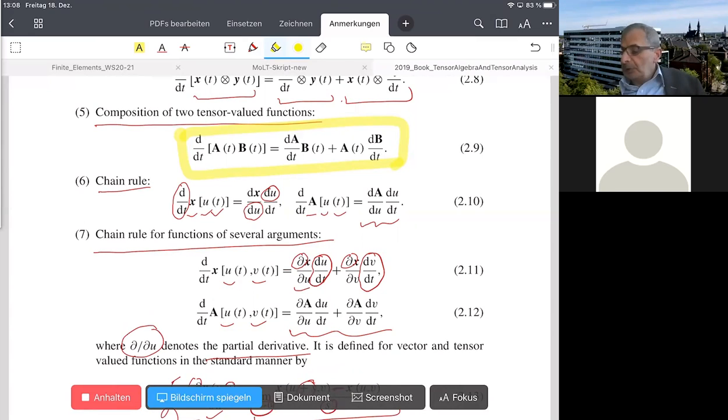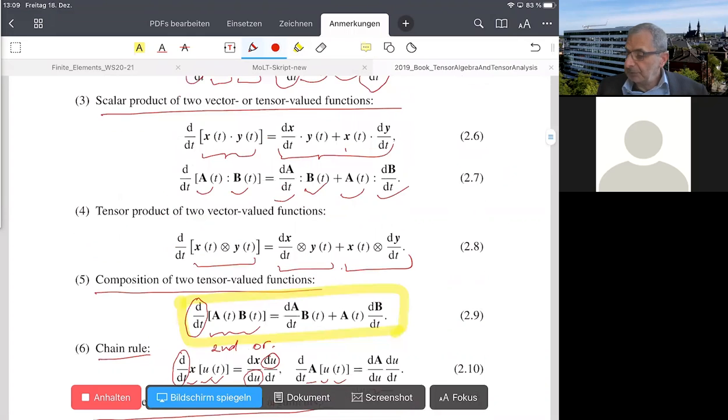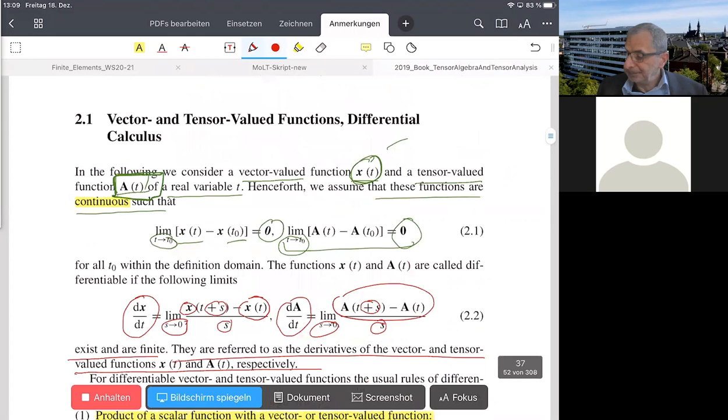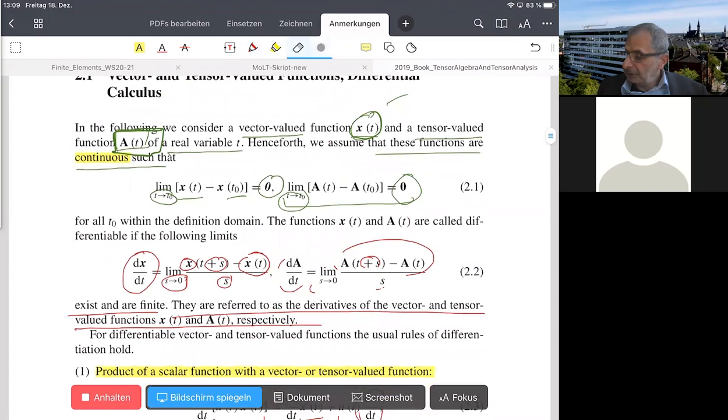How to prove it? The problem is the following. If we consider this derivative, you remember the definition of the derivative of a second order tensor, defined in this formula, right? You see what we need: we add this increment s. The main problem is how to express this tensor at t plus s, including this increment, right?